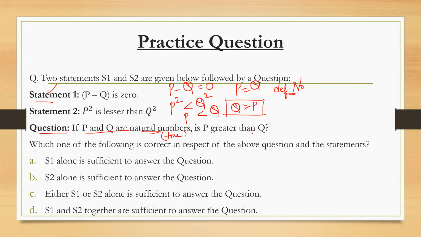So is P greater than Q? If I just consider statement 2, I can say a definite no again, because here we are getting Q is greater than P. So does this statement answer my question? Again, it does. The only condition I have to find is it should give me a definite answer. And both the statements here are able to give me definite answers. So here, what should be my option? C.